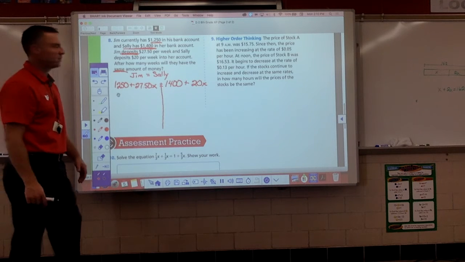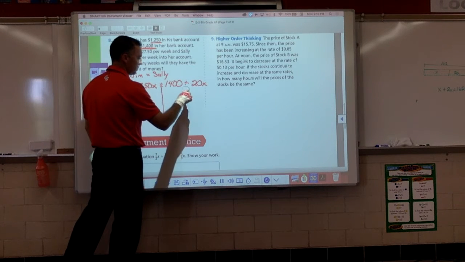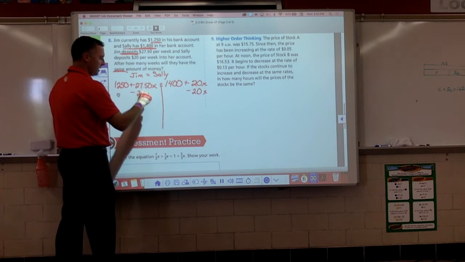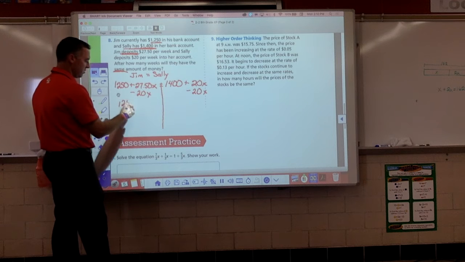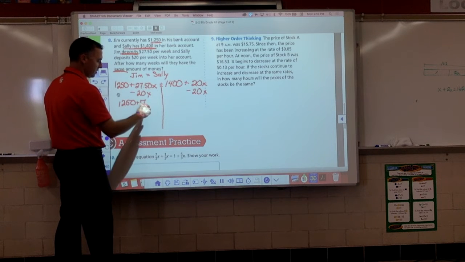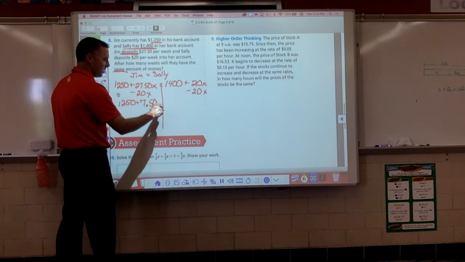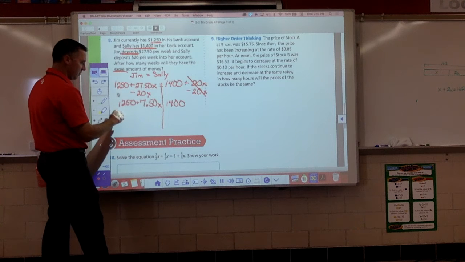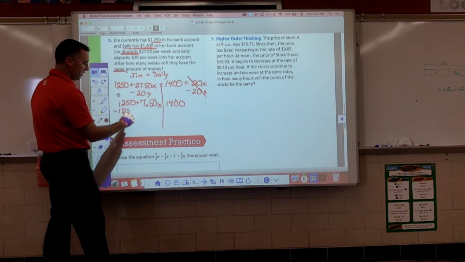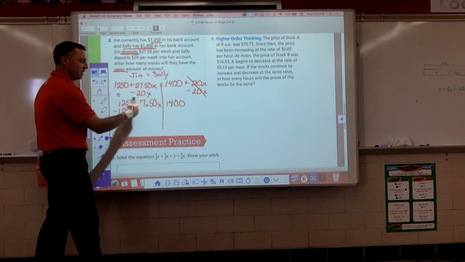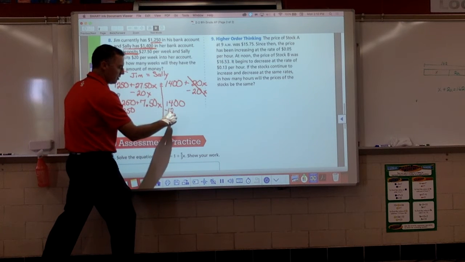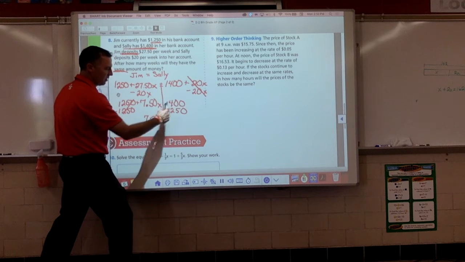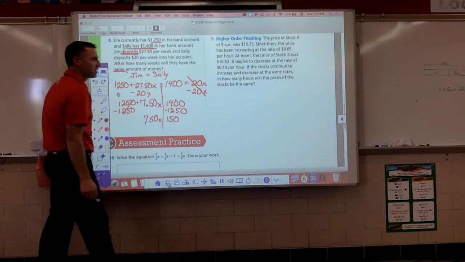Find the smaller of the two coefficients, 20x. Get rid of it. We subtract it from its like term over here. That will leave me with $1,250 plus $7.50, be careful, times x equal to $1,400. Next step, subtract to get rid of the constant term on the same side as the variable term. That leaves me with just the variable term equal to $150.